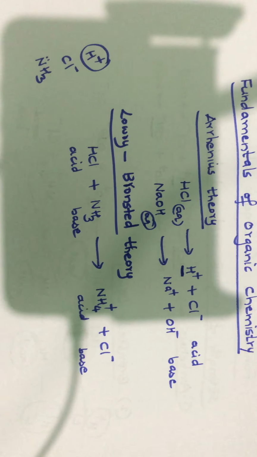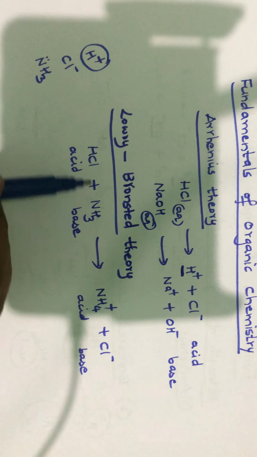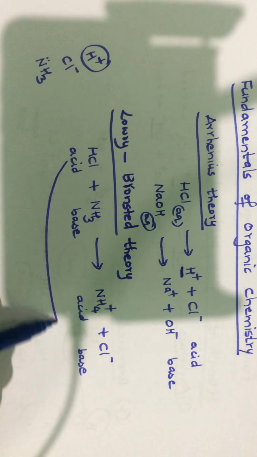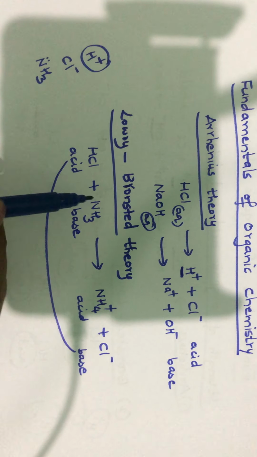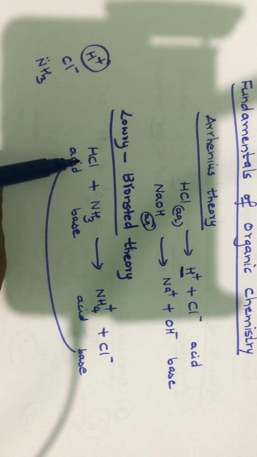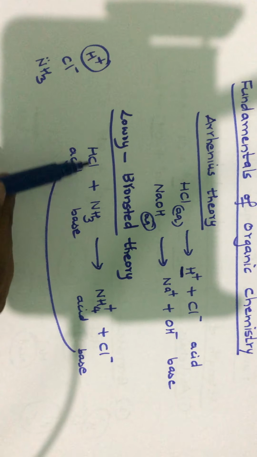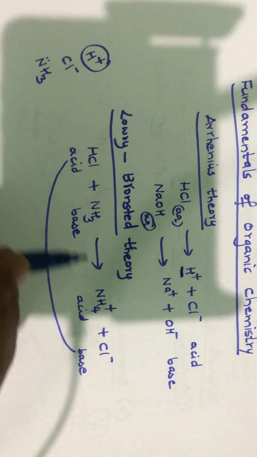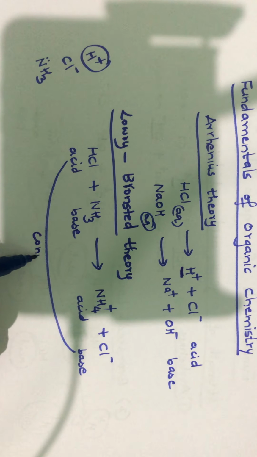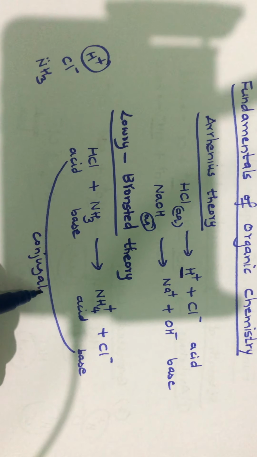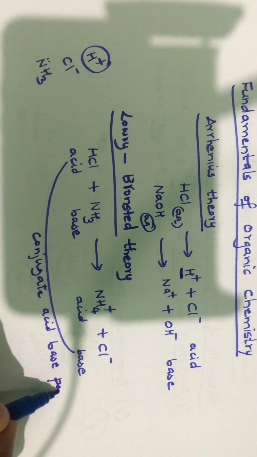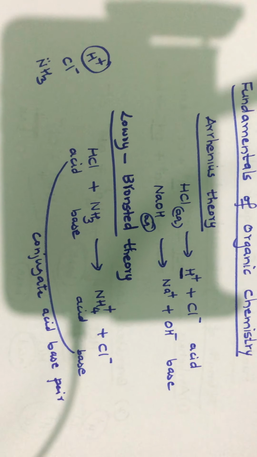Now if you look at HCl and Cl minus, one is an acid and the other one is a base. The only difference is a proton. So a pair of acid and base that differ by a proton are called a conjugate acid-base pair. So HCl and Cl minus is a conjugate acid-base pair.